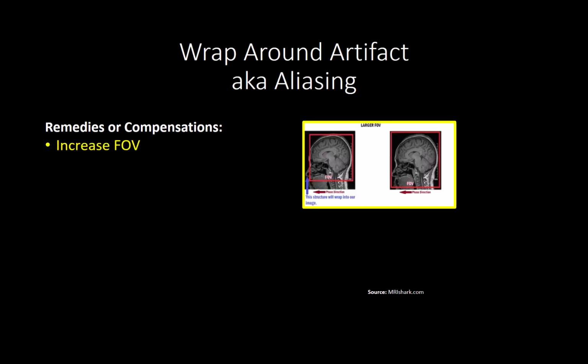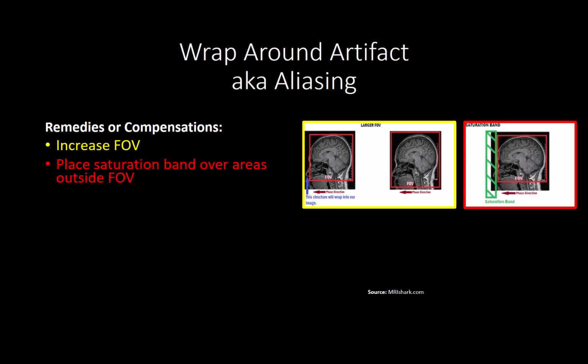You could simply increase the field of view to cover all the anatomy. With this option, unfortunately, you decrease your spatial resolution. You can place a saturation band over areas outside the field of view to nullify signal from those structures. The disadvantage of doing this is you increase SAR because you're applying an extra RF pulse.